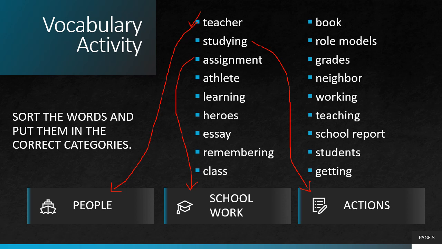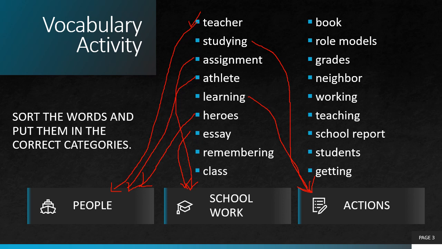What is an athlete? In school we have athletes, right? Do you know what an athlete is? It is a person or people. What about learning? It's an action. What about heroes? We see our national heroes at school, right? At least the statues. Okay, heroes are people. How about essay? Essay is schoolwork. We do essays at school.